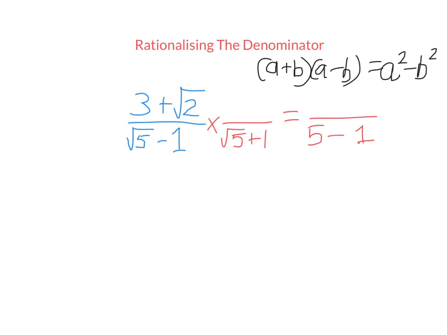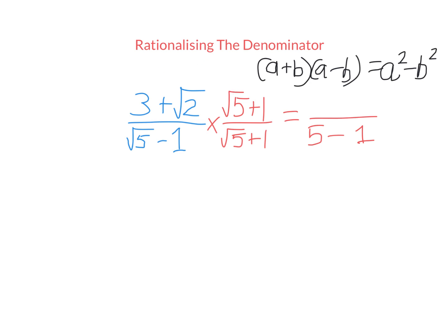But hang on, you can't just times the denominator by whatever you want. Remember, what you do to the denominator, you have to do to the numerator. So because I times the denominator by root 5 plus 1, I must also times the numerator by root 5 plus 1. So to do this, we use our FOIL.